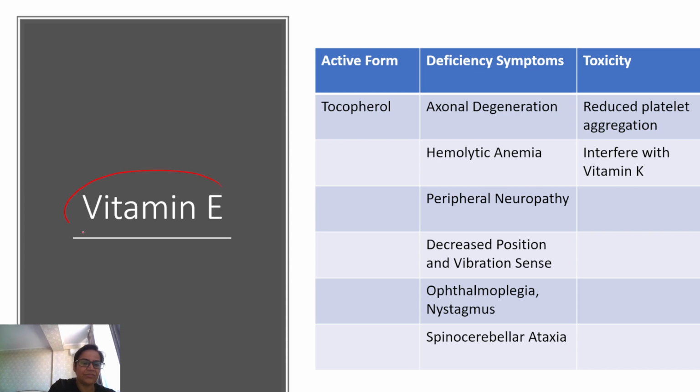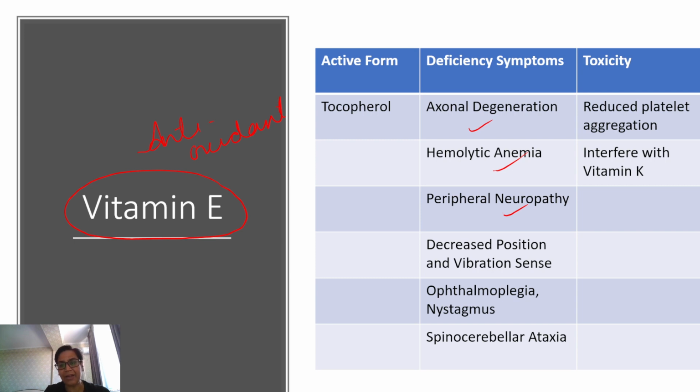Then vitamin E. This vitamin E is known as the vitamin in search of a disease. As such, no specific disease is caused by vitamin E, but the main role is that it acts as an antioxidant. So obviously if it is absent from the diet, it will lead to degeneration of the axons, hemolytic anemia, peripheral neuropathy, and decreased position and vibration sense. We can say that the only function is antioxidant, but you know what the role of an antioxidant is in the body. It plays a very important role in termination of the free radicals. By terminating them, they don't let the free radicals propagate in the body. Nystagmus, then spinocerebellar ataxia, these are the deficiency symptoms of vitamin E.